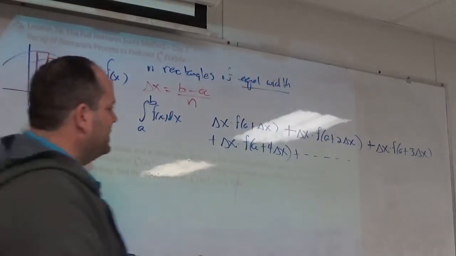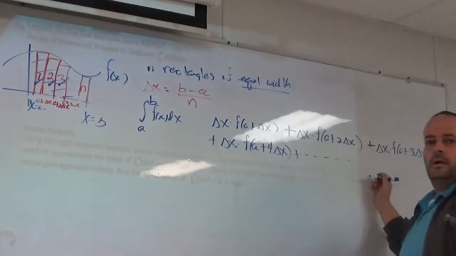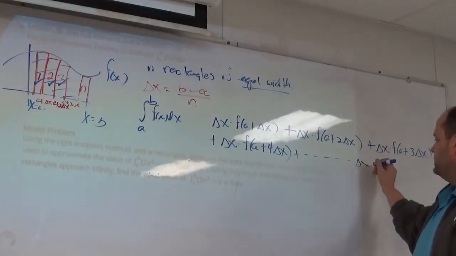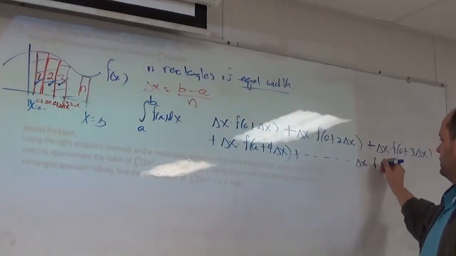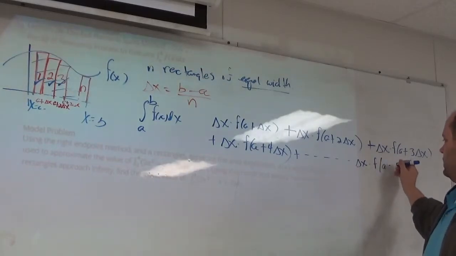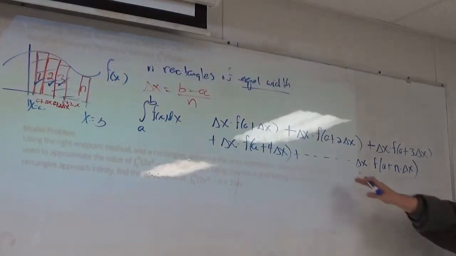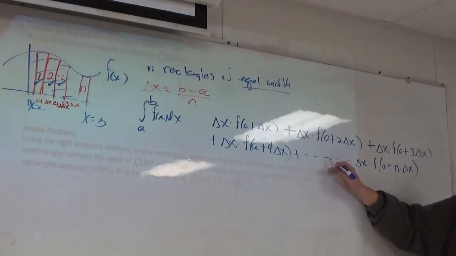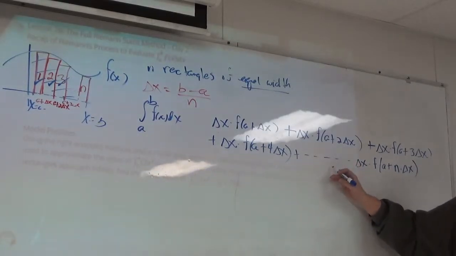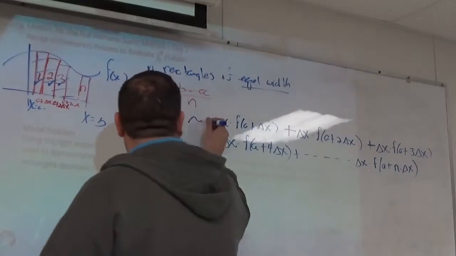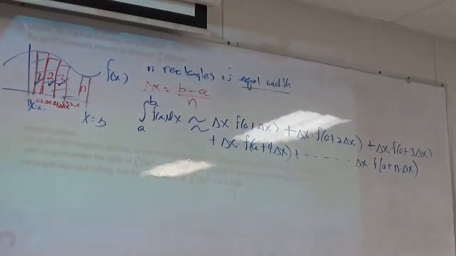Destiny, tell me about that last rectangle. How wide, how tall? Delta x. Okay, so delta x times f of a plus n times delta x. Love it. This is the area. This is the exact area. No. Don't fall for it. No. This is an approximation. So our definite integral is approximately what you get here.